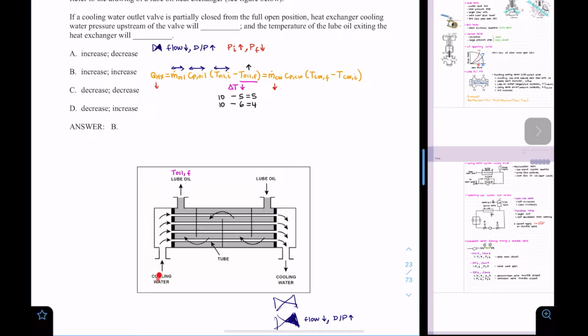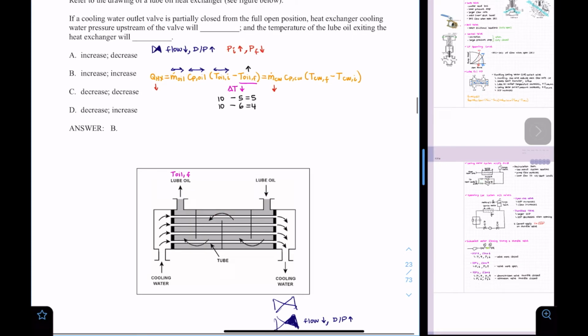So this is going to be the coolest. This is going to be the hottest. This is going to be the hottest. This is going to be the coolest, right? We're just trying to transfer heat. So it's asking, and this is very important: if the cooling water outlet valve is partially closed, so if we have a valve in here, let's assume that we have a valve here that it says is partially closed from the full open position. So we started at the full open position and then we throttle closed the valve, right? We can say, oh, I throttled it closed 50%.